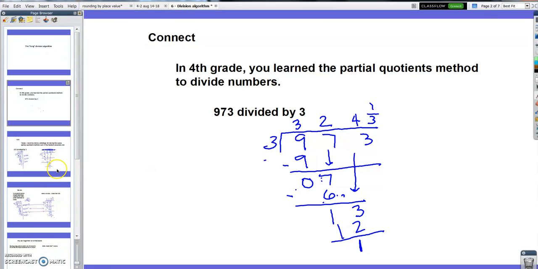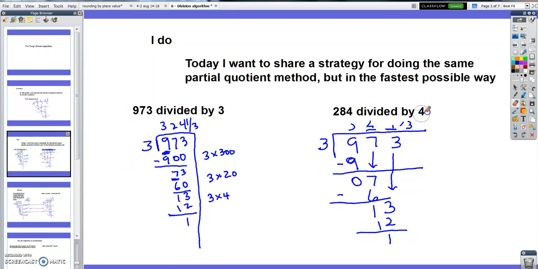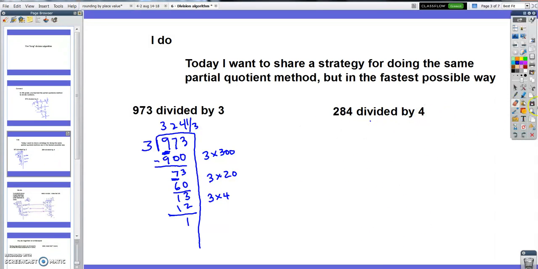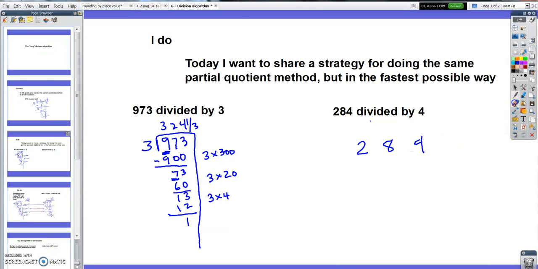So I want to go to, you'll remember when we did our I-dos and such, we had 2 problems. So there's on the left the one we just did. And then when we did this with partial quotients, we also had an example next to it. So I say I'm going to try this 284 divided by 4. And let me show you why that's different, why this is worth a second lesson.